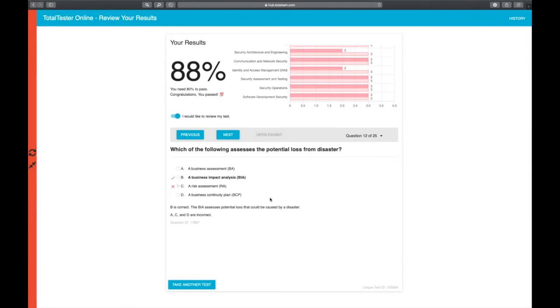I thought this one was misleading. Potential loss of a disaster. BIA, I guess it will talk about what processes are more critical, but I thought its focus was on just identifying critical business processes and the resources that are used, not necessarily. I thought risk management, or risk assessment, was a better answer there, but the BIA assesses potential loss that could be caused by a disaster.